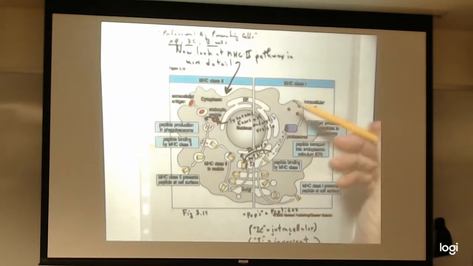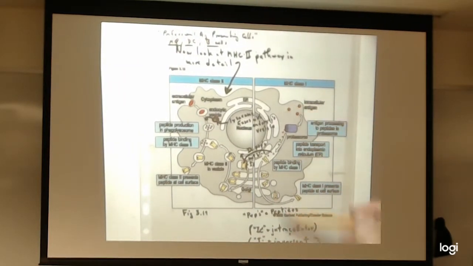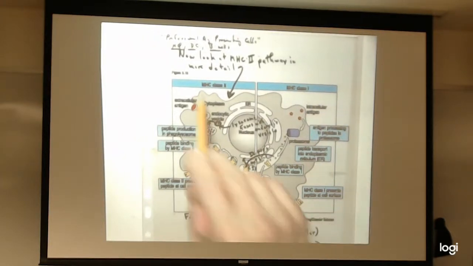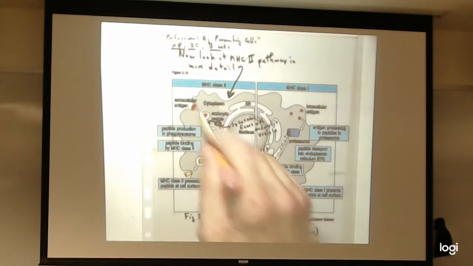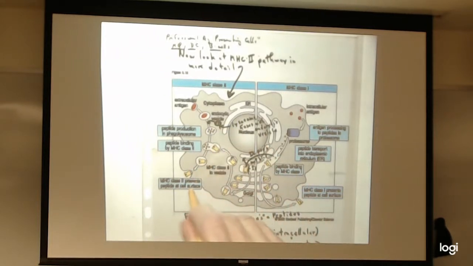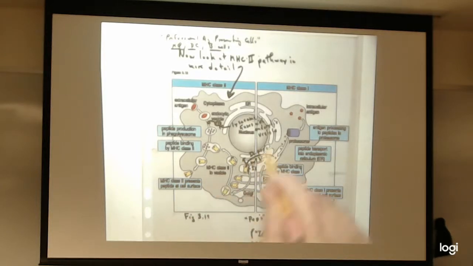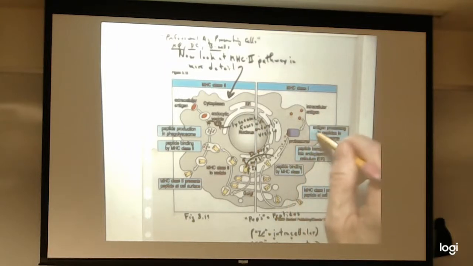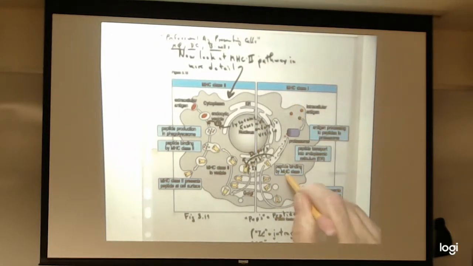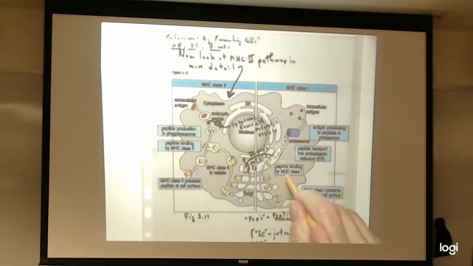So for the last 20 minutes, we've been talking about the right-hand side of this figure here. Now let's talk about the left-hand side here: how class 2 molecules obtain their peptides presented to the outside world. Now, as I told you, all cells in your body do this business here, because all cells in your body can become affected by some virus or another.